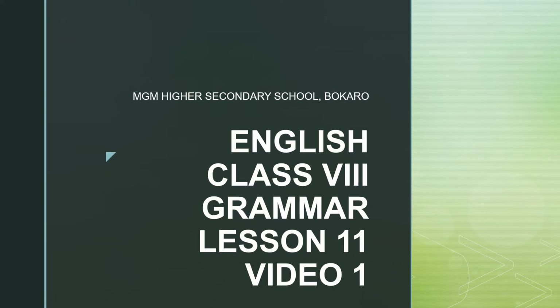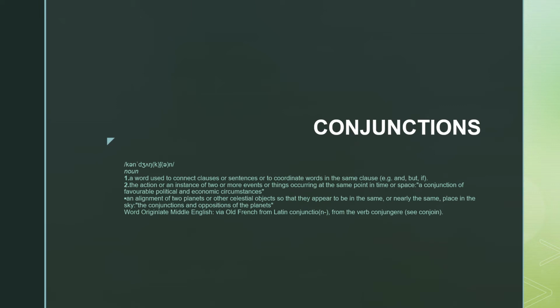This is the first video for your grammar lesson number 11 of English class 8. Lesson number 11 of grammar for English class 8 is titled Conjunctions. In this video, we are going to learn what are conjunctions and what are its different types. You must have heard about this word conjunctions in your previous classes. It is a part of speech.